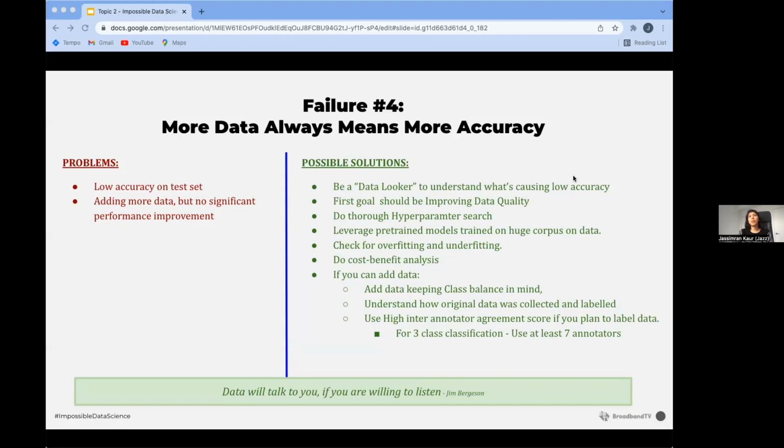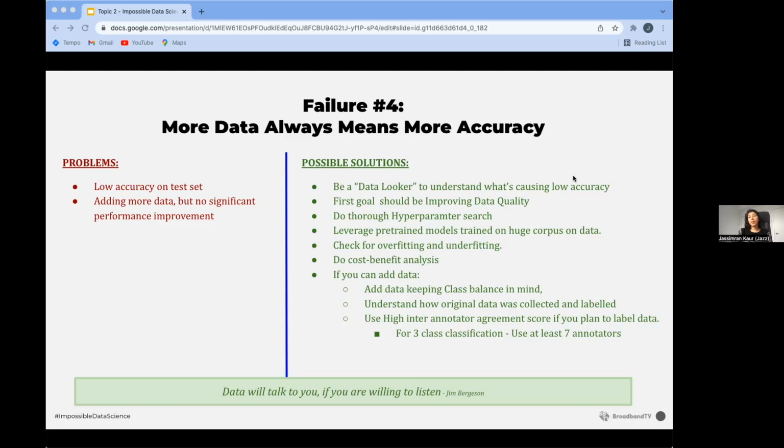Other things like doing a good hyperparameter search, checking for underfitting and overfitting, stuff like that. But if you still have the resources, it's okay to go ahead and add more data. Adding more data doesn't always improve accuracy, because at the end of the day, you have to live with the natural noise of the data as well. But a lot of times it does help. So if you have the resources, go forward.